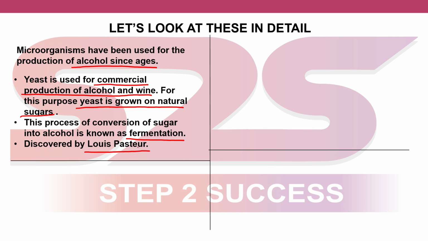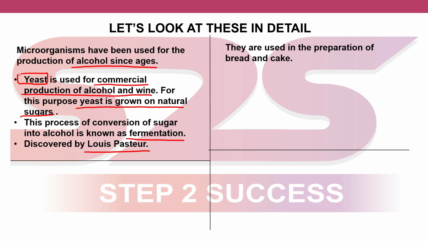So as we read that microorganisms have been used for the production of alcohol since ages, how is it possible? So yeast, which is a microorganism, is used for the commercial production of alcohol and wine. For this purpose, yeast is grown on natural sugars. This process of conversion of sugar into alcohol is known as fermentation, and this was discovered by Louis Pasteur.